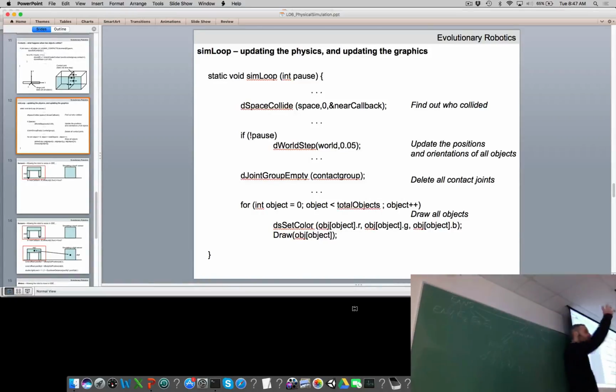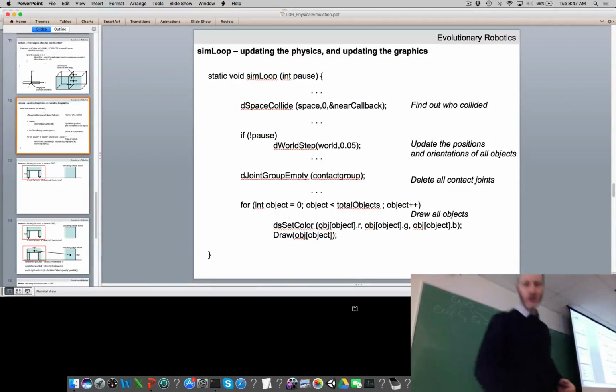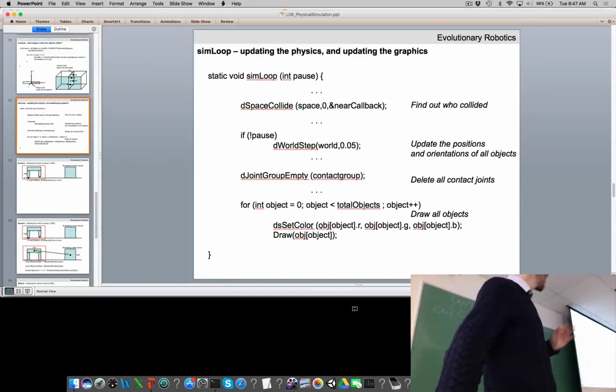It computes the new positions and orientations of the objects based on their forces using the equation you saw in high school physics, force equals mass times acceleration. It's not that much more complicated than that. Okay, it throws away all the contacts, and assuming that you have the graphics turned on, it will draw your scene and then rinse and repeat. Update the physics, draw, update the physics, draw, and around you go. So ODE will take care of the physics for you.